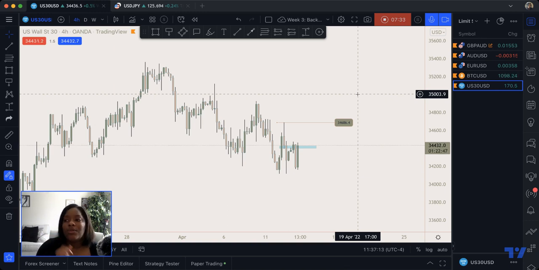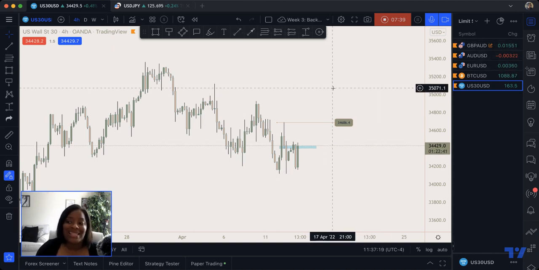Okay. So yeah, there are other pairs, like I said, you can look at, which is Euro USD, that could have a potential trade on the day.